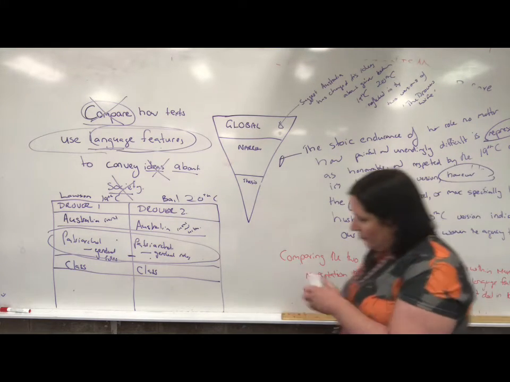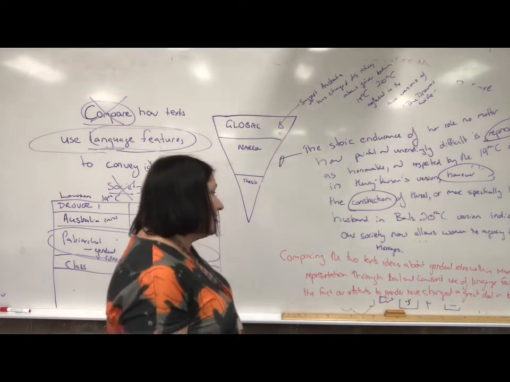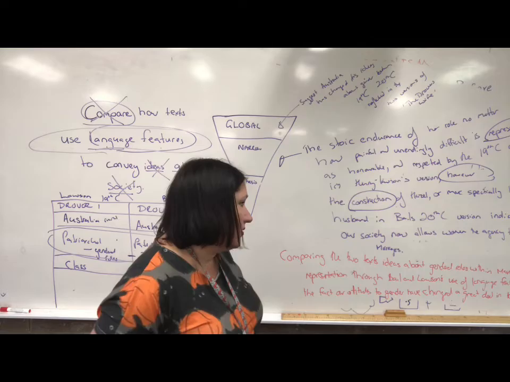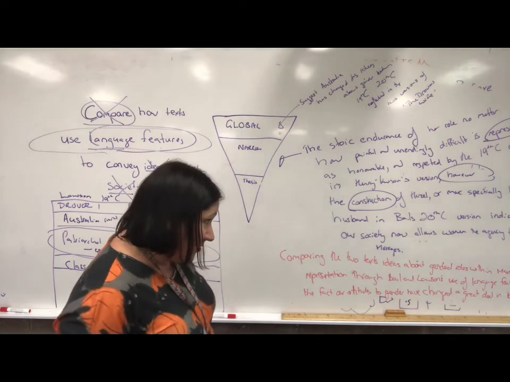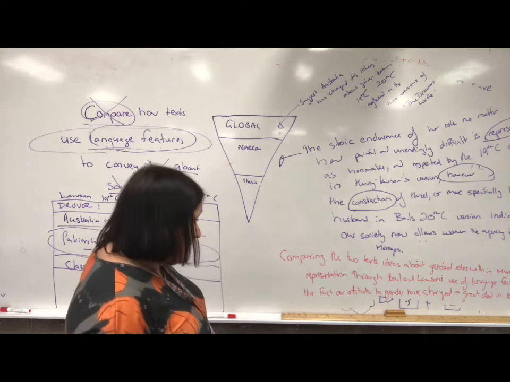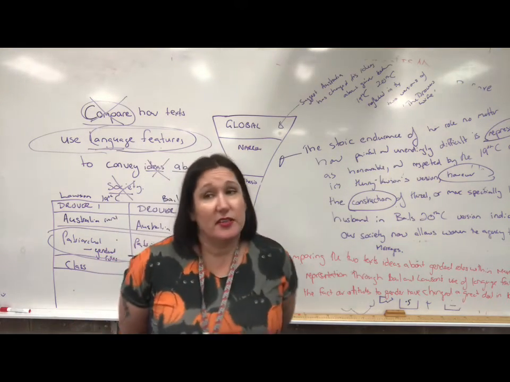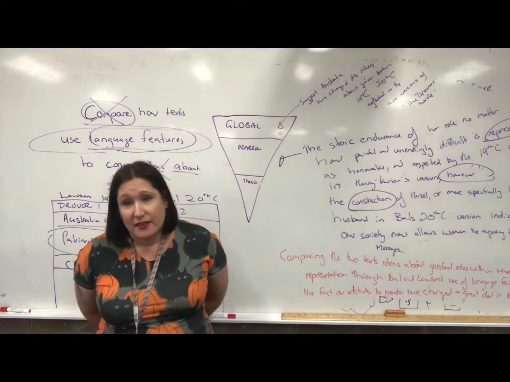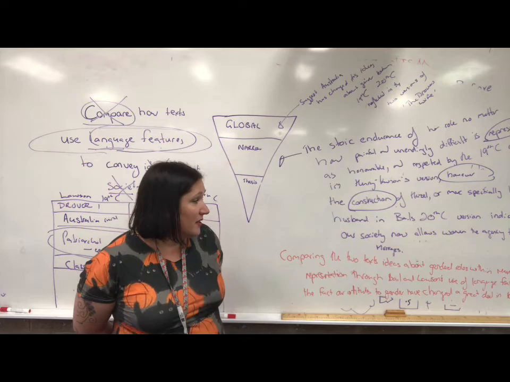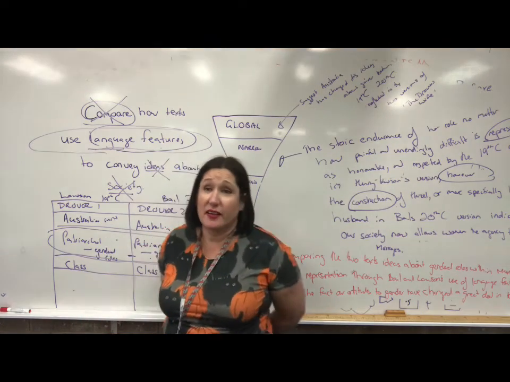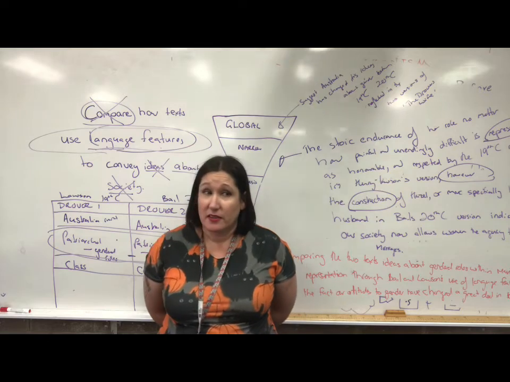Okay. So this is one that I've come up with very quickly. Comparing the two text ideas about gendered roles within marriage and their representation through Bale and Lawson's use of language features demonstrate the fact that attitudes to gender have changed a great deal in 100 years. So again, I've managed to bring in the last thing that I hadn't directly addressed yet. What was the last thing that I hadn't directly addressed yet?